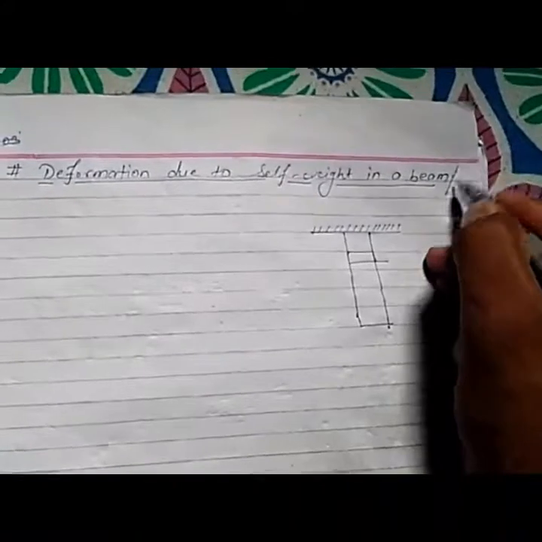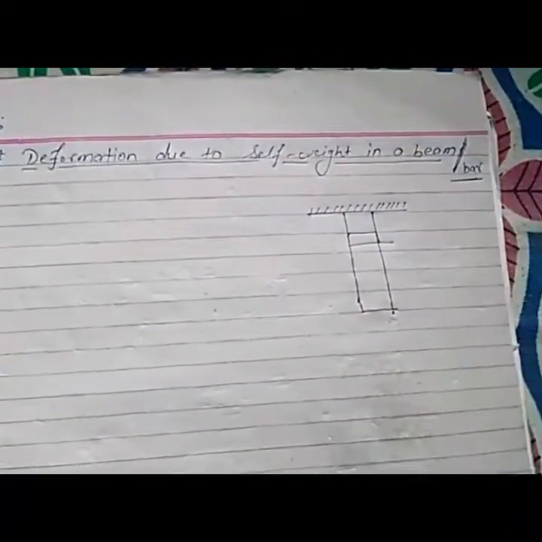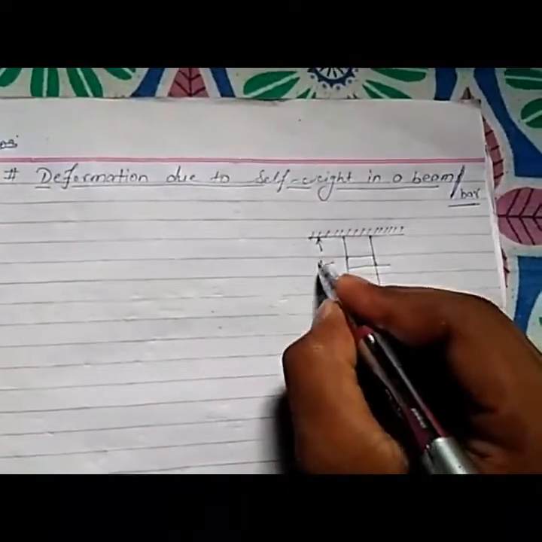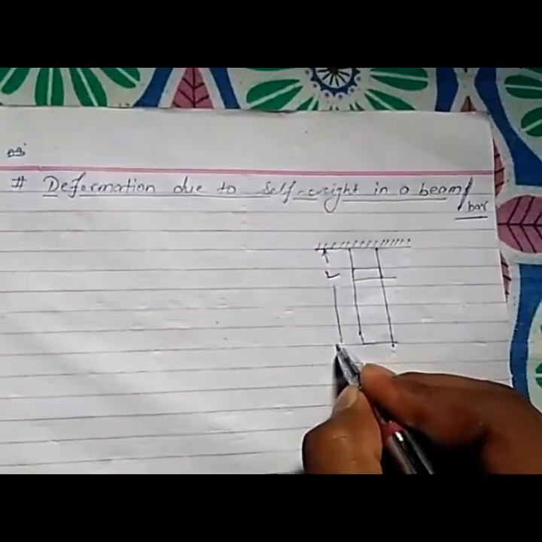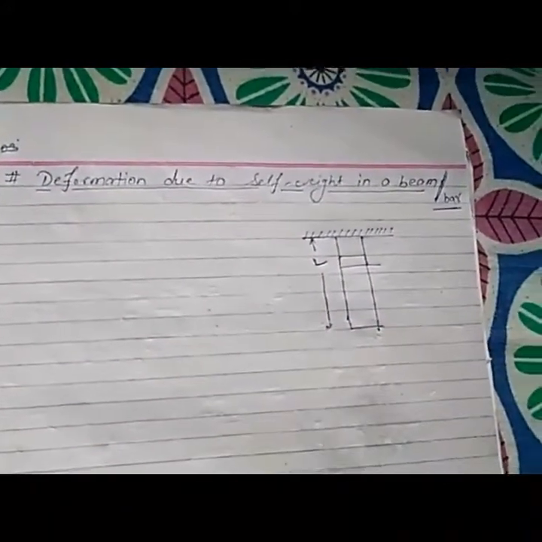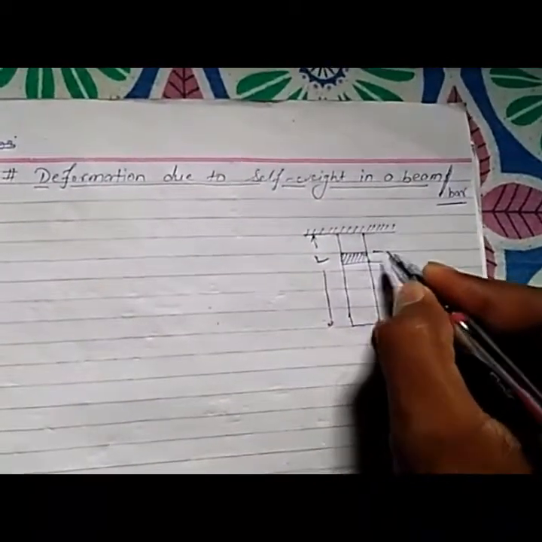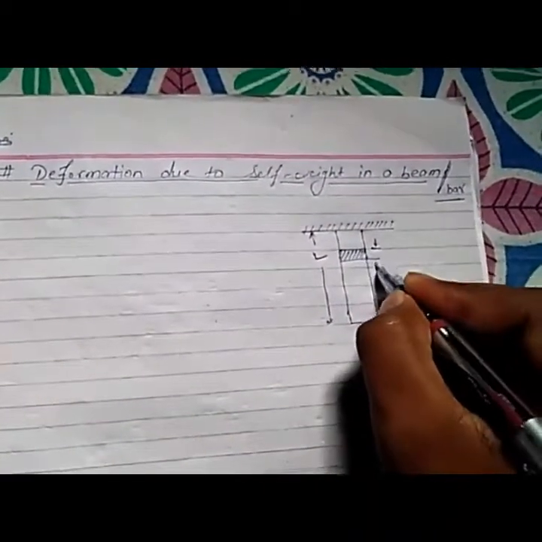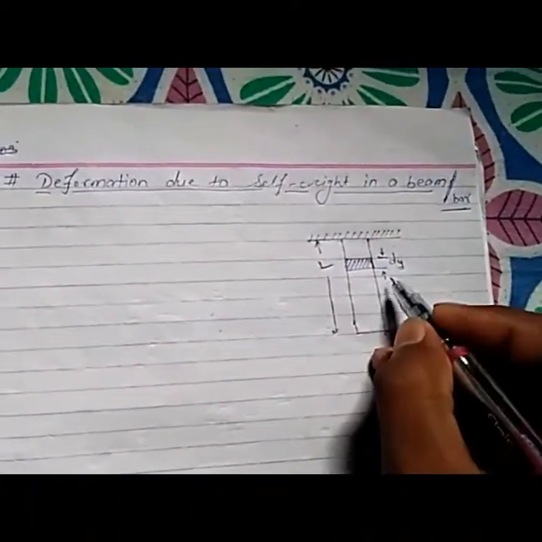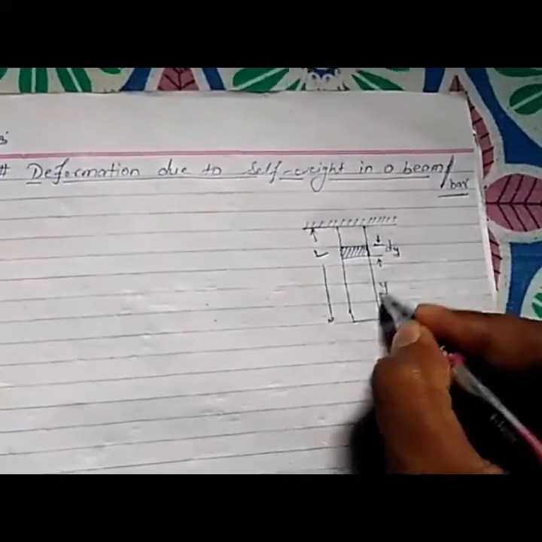Here the beam or bar has self-weight. Length is L. And this is the section having length dy, and from the free surface of the bar it is at a distance y.